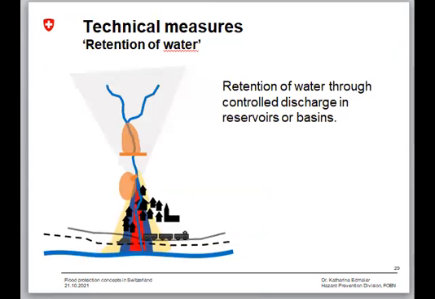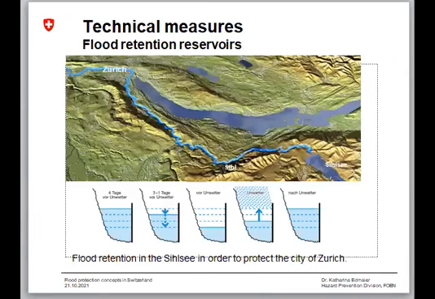Now, the last technical measure I want to present is the retention of water. There we have two possibilities, either through reservoirs or by basins. Water retention in lake reservoirs can be of great advantage because large volumes of water can be retained, as illustrated here for the Siersee in Canton Schwyz. Retention in the lake of Sier, this is the Siersee here, can reduce the peak runoff in the city of Zurich, which lies here.